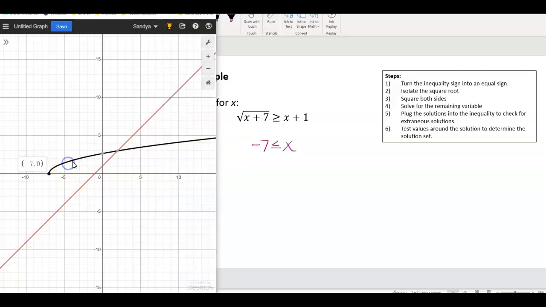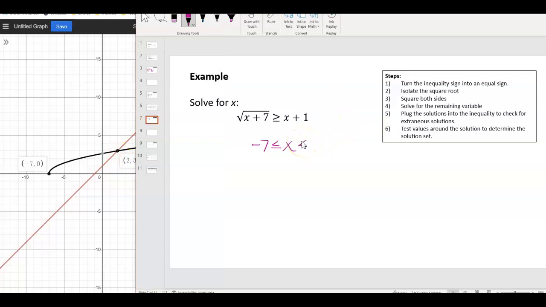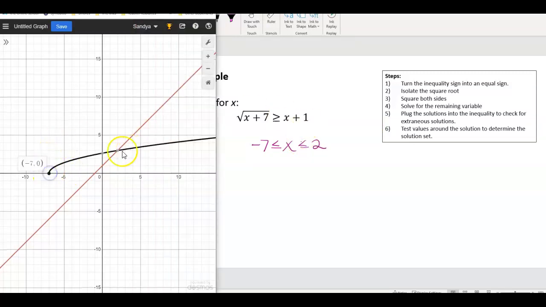And then the point where it stops being above the linear function is here, at x equals 2. So we would say x is less than or equal to 2. Because you see, for the values in this interval, from -7 to x equals 2, the square root function is above the linear function, the greater than or equal to. Any point beyond x equals 2, notice that the linear function moves above the square root function. So that's why only this part of the graph, the x values from -7 to 2, is where our inequality is true.